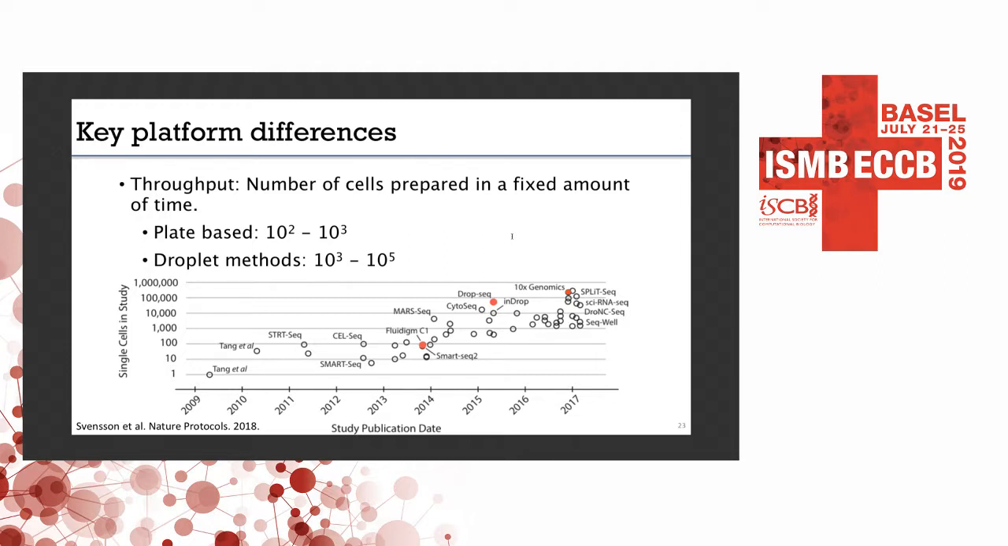So here's the kind of the history showing the study publication date versus the number of cells in the study. And so we started with just one cell back in 2009. And since then, if we look at 2019, this would be at 1 million cells. So there's already studies that have millions of cells in them. And you can see how this is continuing to grow.